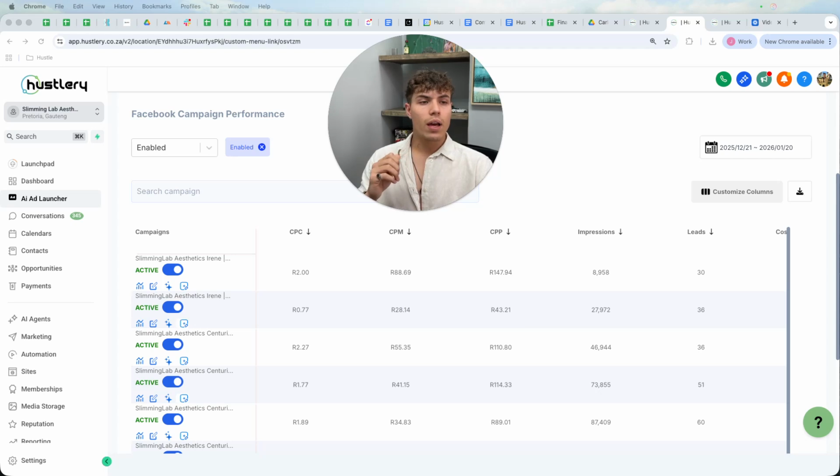And again, with our AI ad launcher, it gives you a few different options for the creative, and it also tests which ones do the best. But I'll speak about that just now.